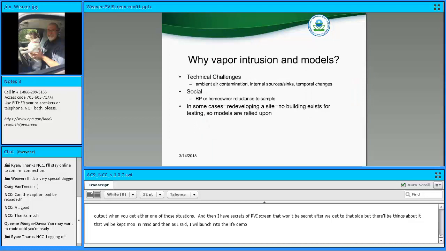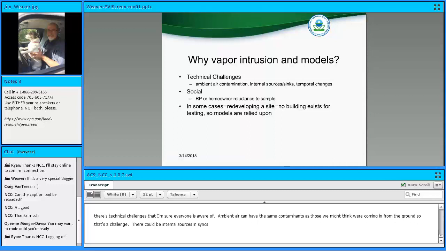Okay. So why would we even consider models when we assess vapor intrusion? Well, of course, there's technical challenges that I'm sure everyone is aware of. Ambient air can have the same contaminants as those we might think were coming in from the ground, and so that's a challenge. There can be internal sources and sinks of the same kind of contaminants that we think may come in from the ground.